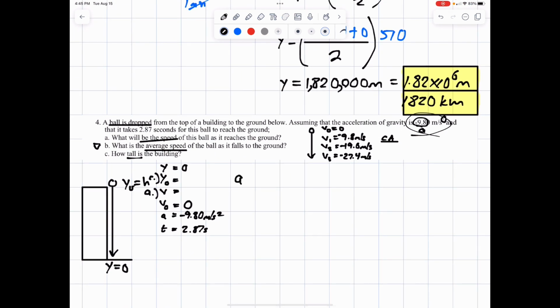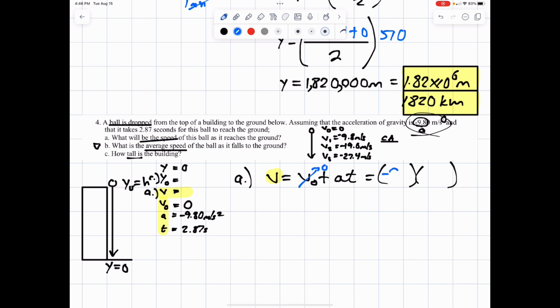Okay, so how are we going to approach part A? Well, part A, I'm looking for the speed as a function of time. V naught is 0, A is negative 9.8, and T is 2.87. So I'll use my equation number 8 again, V equals V naught plus AT, right? But we're solving it for speed. Recall that V naught was equal to 0 because it was dropped. And so we're plugging into A times T.